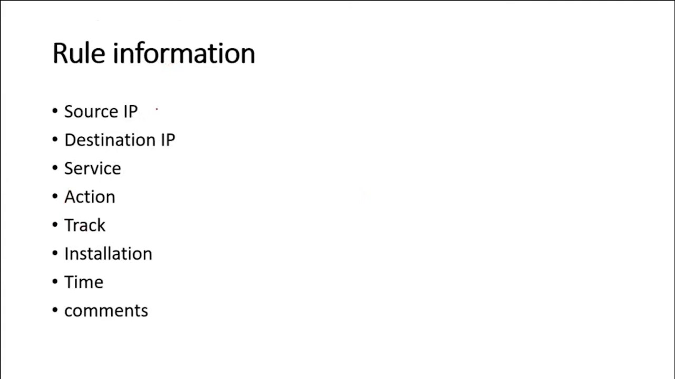We need to have a source IP address, destination IP address, service, and action. Action means allow or deny. Next, track, meaning whether you want to enable the log option or not. Installation is the firewall, and then time and comments. So these are the basic and necessary information which we require to enable a firewall rule.